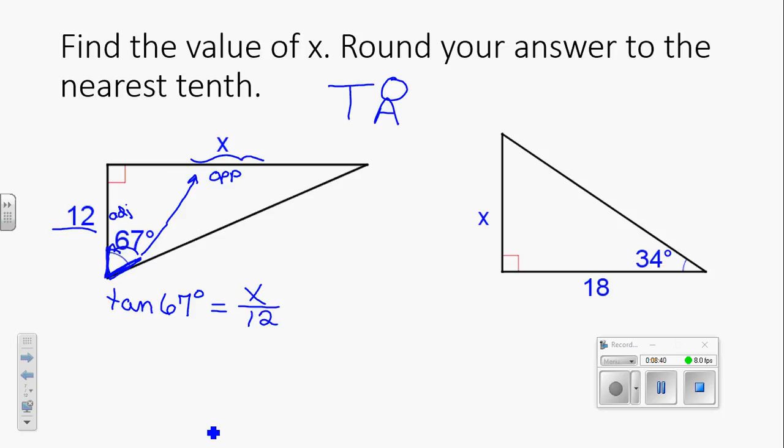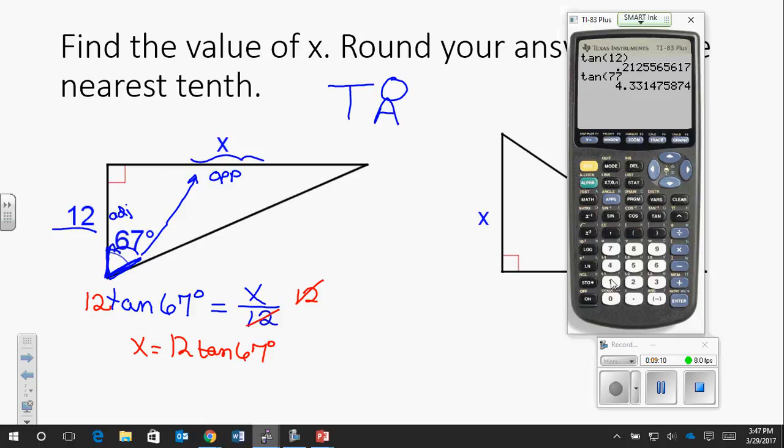Since x is being divided by 12, we want to get the x all by itself. So before you plug anything into your calculator, we're going to multiply both sides by 12 to get the x by itself. So we know that x is 12 times the tangent of 67. So we break out our good old trusty calculator again, and we type in 12 times the tangent of 67 degrees. If this is all we're doing, we don't have to close the parentheses. And we find out that x has a length of 28.3, whatever unit it happens to be, if we're rounding to 1 decimal place.